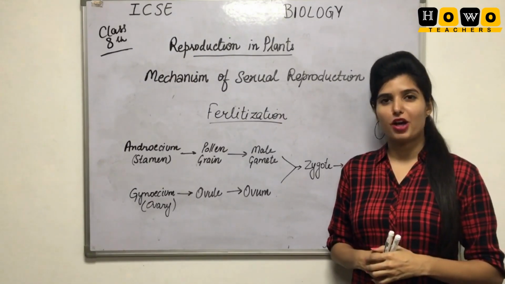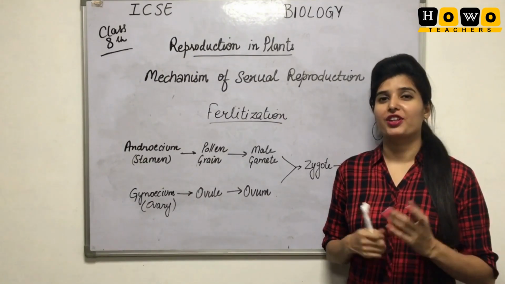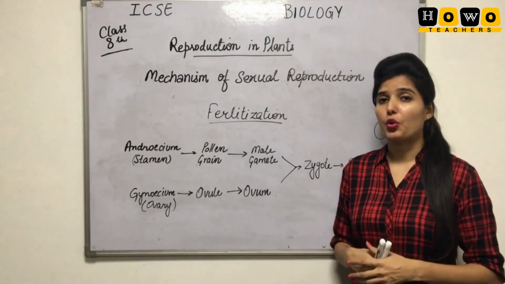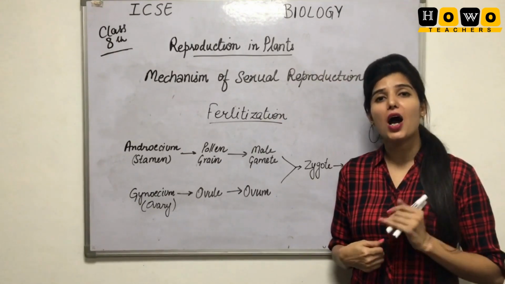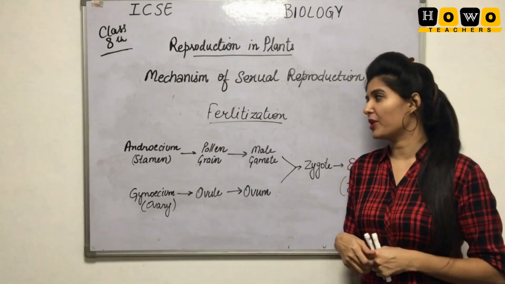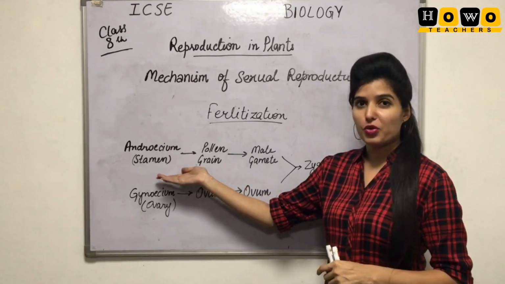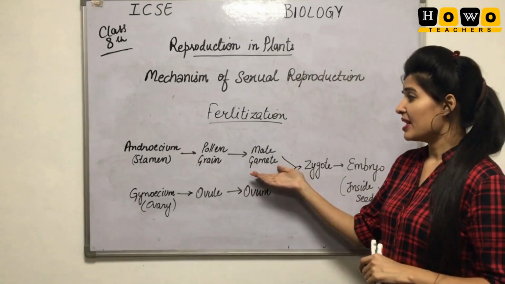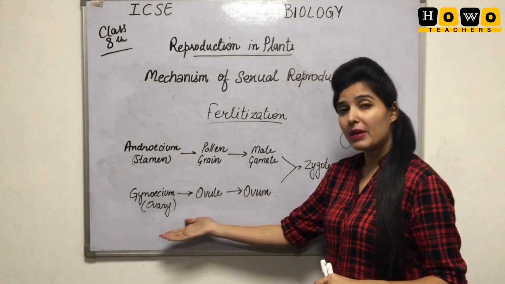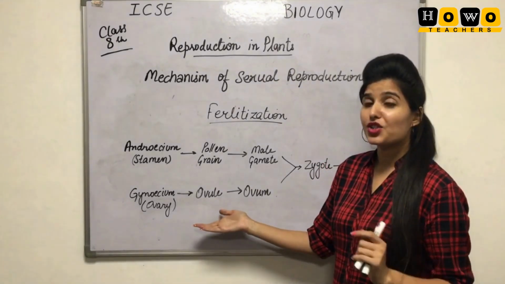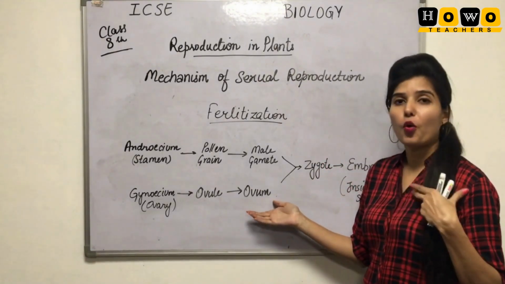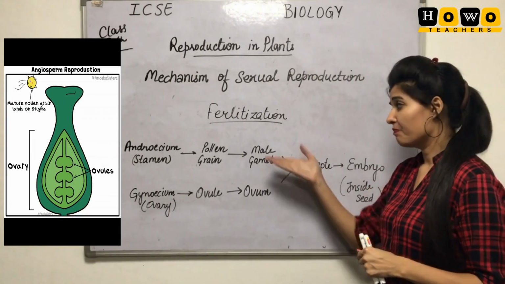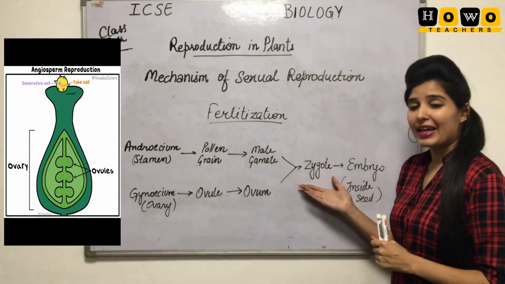And the last part of the chapter is fertilization, that is the fusion of male and female gamete. Let me show with the help of a flow chart how male and female gametes unite together. The male part, that is the androecium or stamens, consists of pollen grains. Inside the pollen grains, the male gamete is present. The female part, that is the ovary, consists of ovules, in which the ovum, egg or female gamete is present. When the two unite, then zygote is formed.